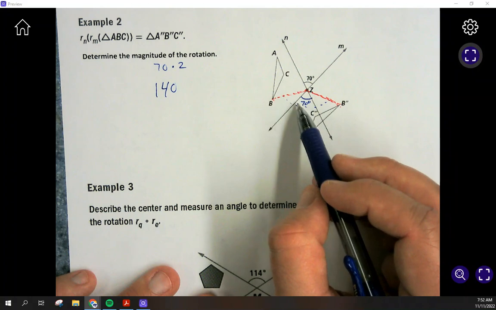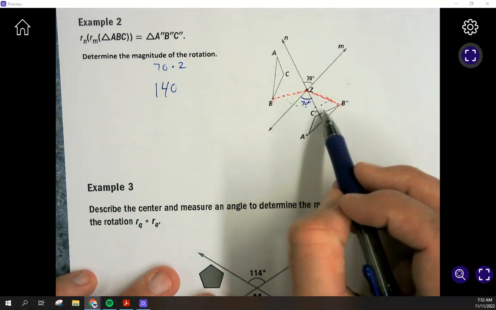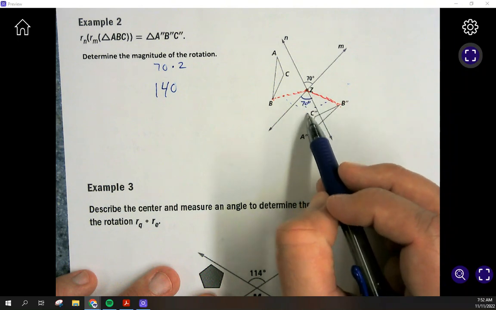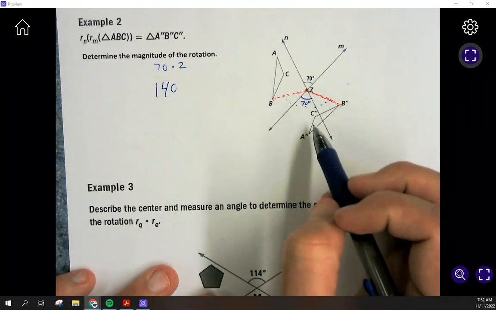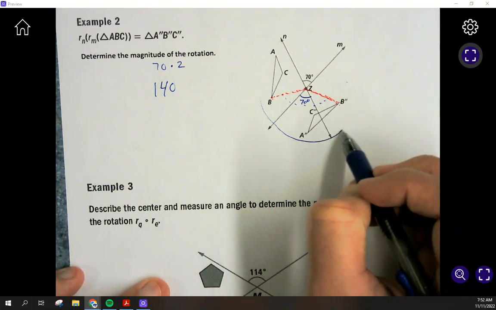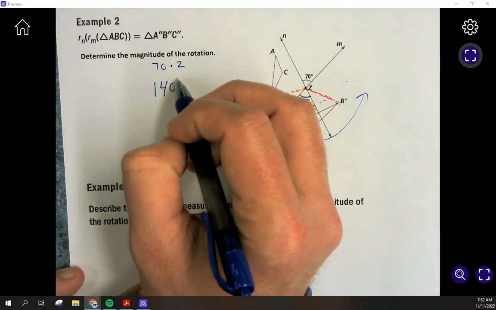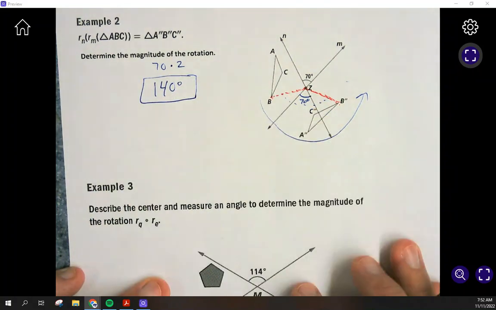And that makes sense, right? We're not a full 180. A full 180 would put us over here, straight line. But definitely more than 90. 90 would be down here. So 140 degrees makes sense. And which way did we rotate? We rotated this direction, which is counterclockwise. So this is going to be positive 140 degrees.